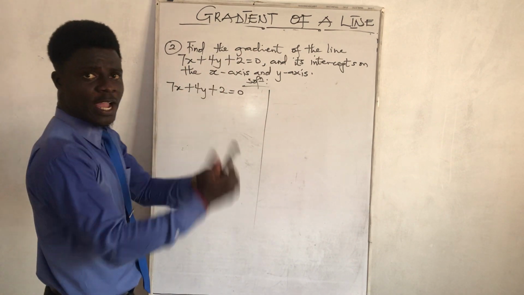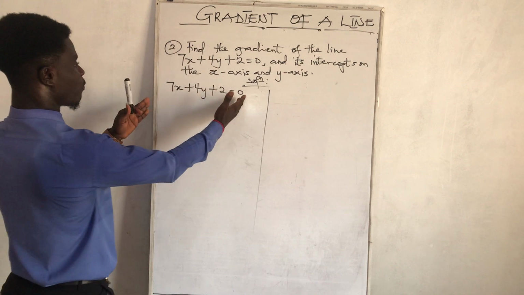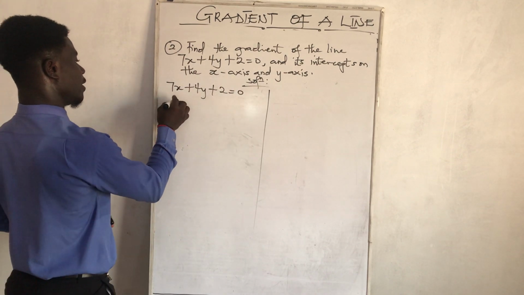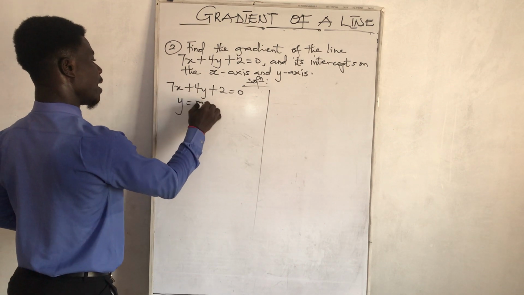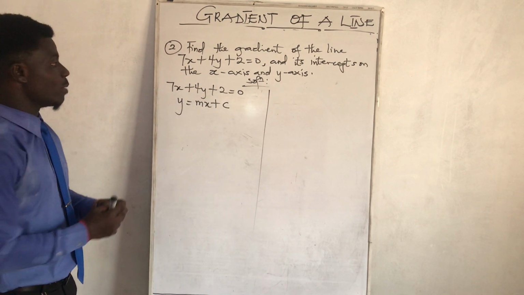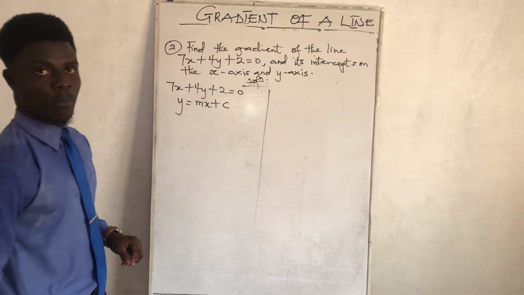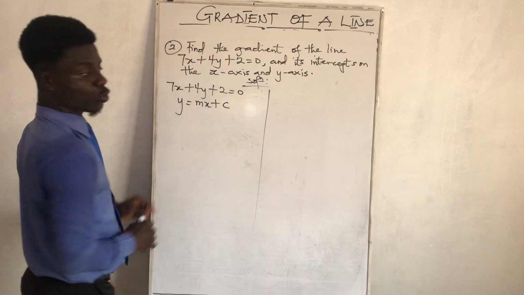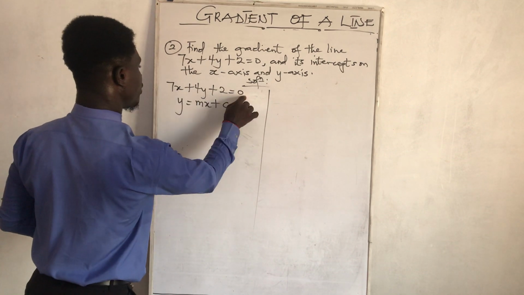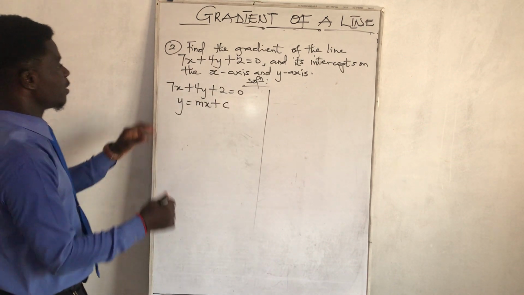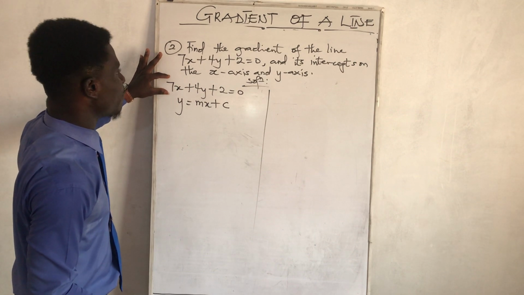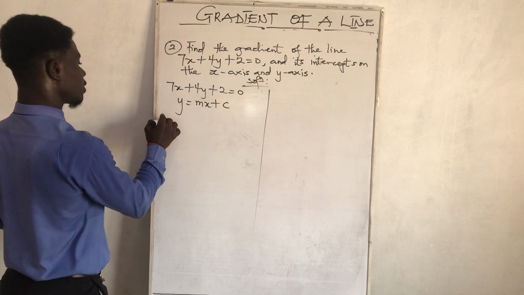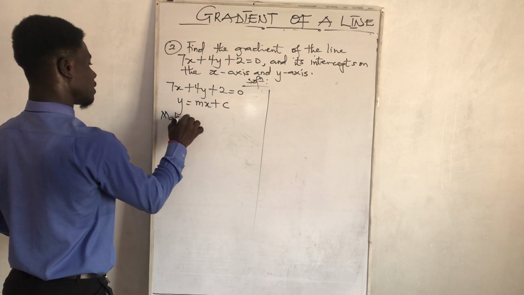So if you want to find the gradient or the slope of this line, then we must first represent it in the form y equals mx plus c. We must let this be in this form. This one is the general equation, right? And this one too is the slope equation. So you must change this to be in this form. So that means you have to make y the subject in the line here.